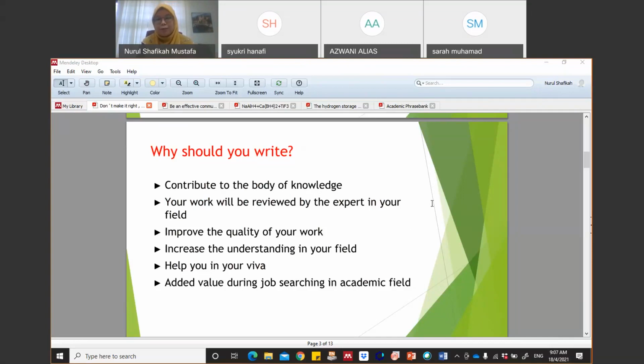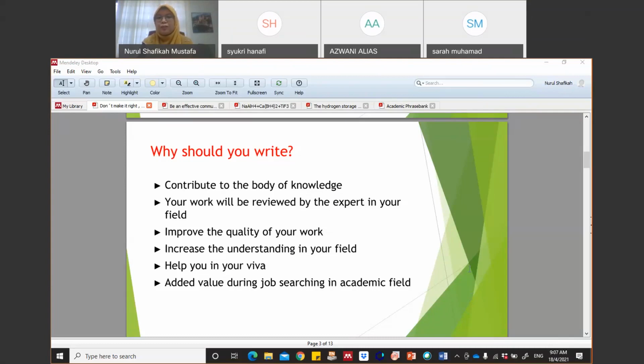Bukan bermaksud you boleh macam okay dah masuk viva tak ada apa-apa walaupun dah ada paper 5-6 pun, but tak semestinya you dah selesa, but ia boleh help you in your viva actually, because you dah yakin you punya result tu dah di review oleh expert in your field. So maybe there's not a lot of mistakes lah, maybe some of the minor mistakes je yang you kena improve.